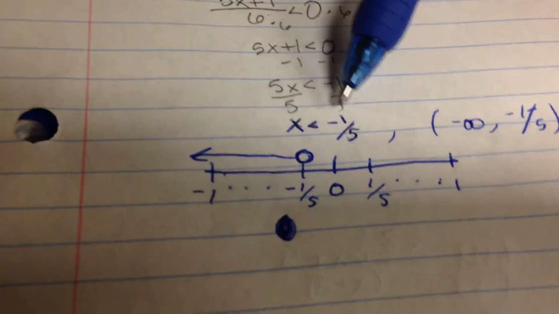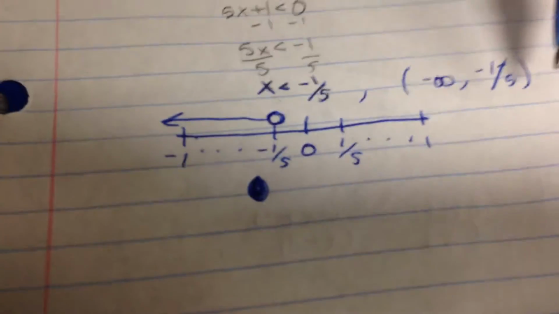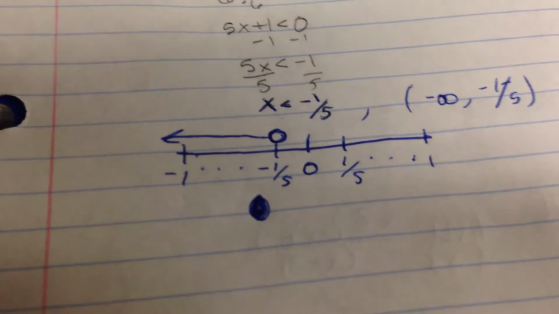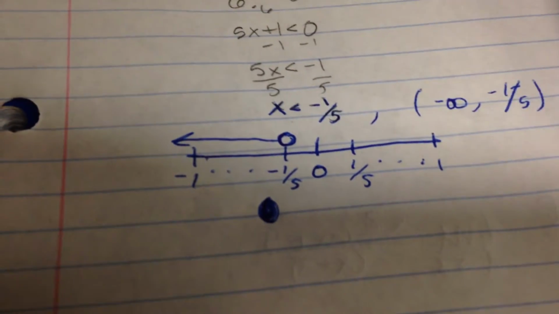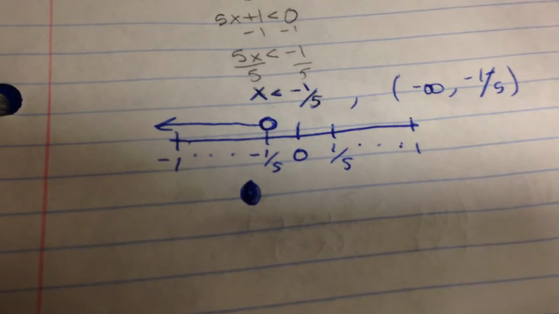It is here as how you would get it straight out of the equation. It is here as you would write it in interval notation: negative infinity to negative 1/5.